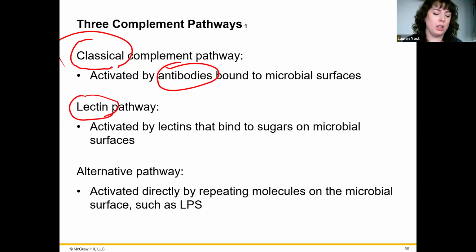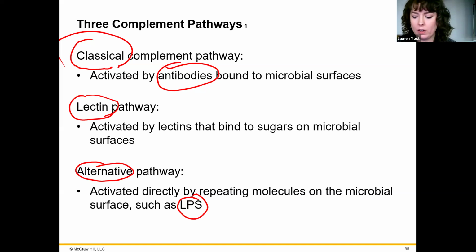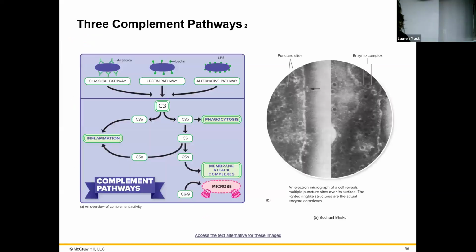Lectin is something that we have in our body that recognizes sugars on microbes. So basically, lectin pathway, recognizing sugars on microbes. And then the alternative pathway, this is going to be repeating molecules like LPS, things like PAMPs. PAMPs could fall into here, okay? PAMPs in general, we see as a bad guy marker, and this is going to activate the alternative pathway. So LPS is the endotoxin of gram negatives, right? All right, so those are the 3 ways you can activate the complement pathways.